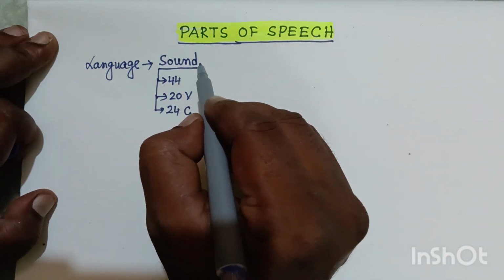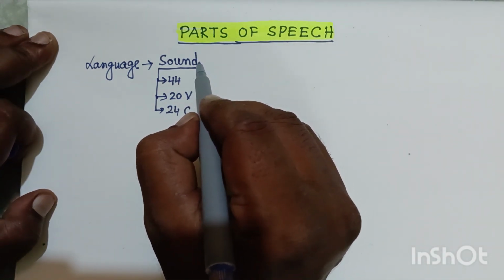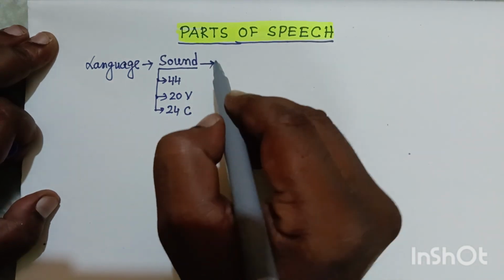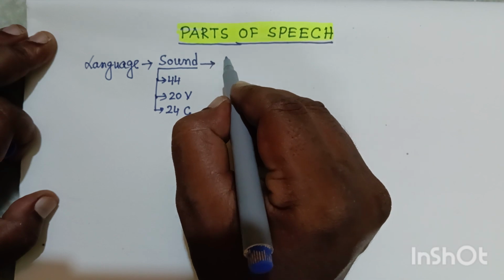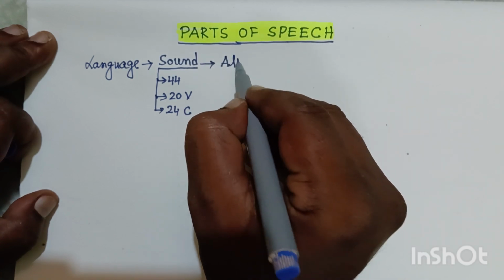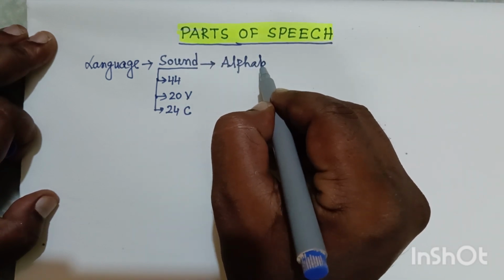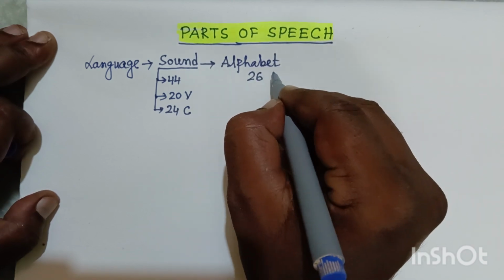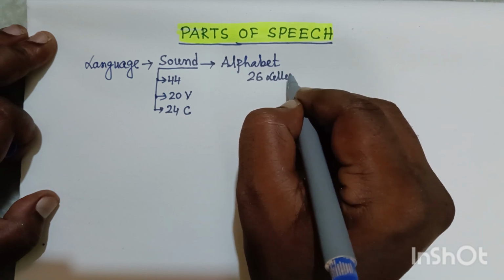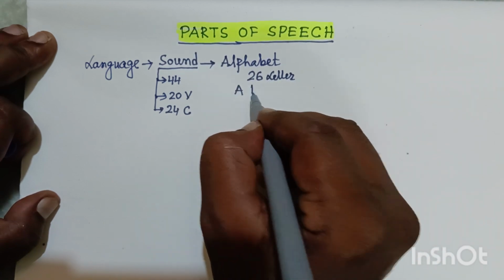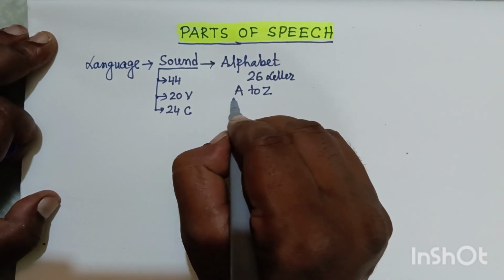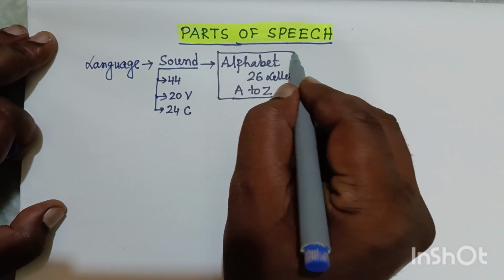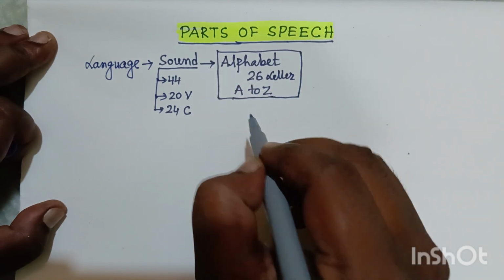And my dear friends, to represent these sounds, they have created an alphabet. There are 26 letters. All these symbols are called letters. From A to Z, there are 26 letters, and altogether these 26 letters are called the alphabet.